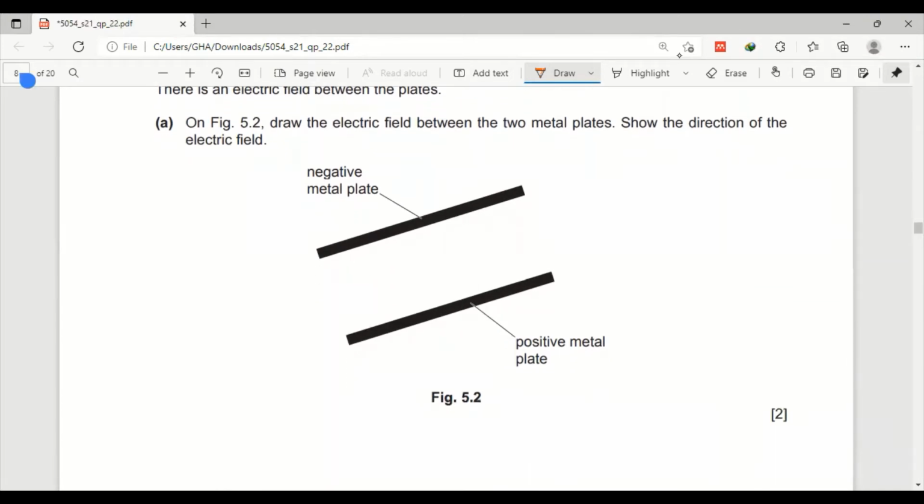Look, this is positive. So all electric field lines are directed from positive to negative. Due to the parallel position, we have to draw a uniform field, meaning equally spaced field lines. And then one line from the edge, non-uniform.